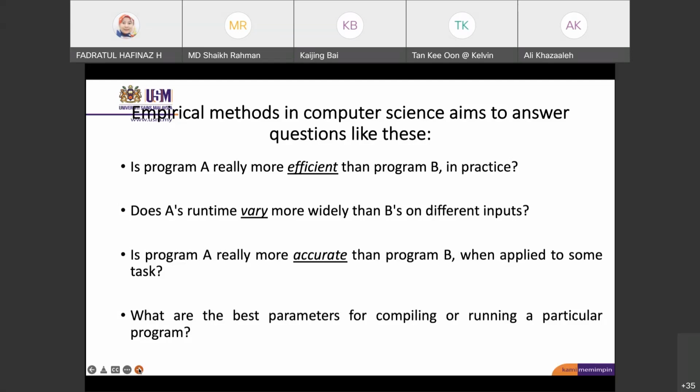Because when you implement the empirical method, you will have a very structured method and it generates more tangible results. Then you can validate your result using statistical analysis.